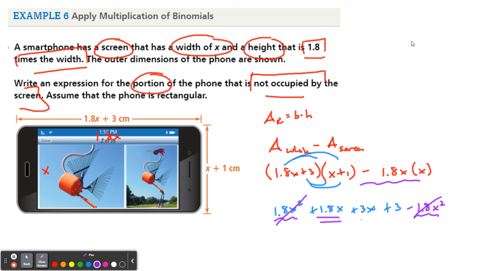Now I see a 1.8x and a 3x. Combine those. That's 4.8x. And then the plus 3 just comes down. And this would be the expression for the area of the black part, here, here, and the little piece going top and bottom. And that would be in centimeters squared.